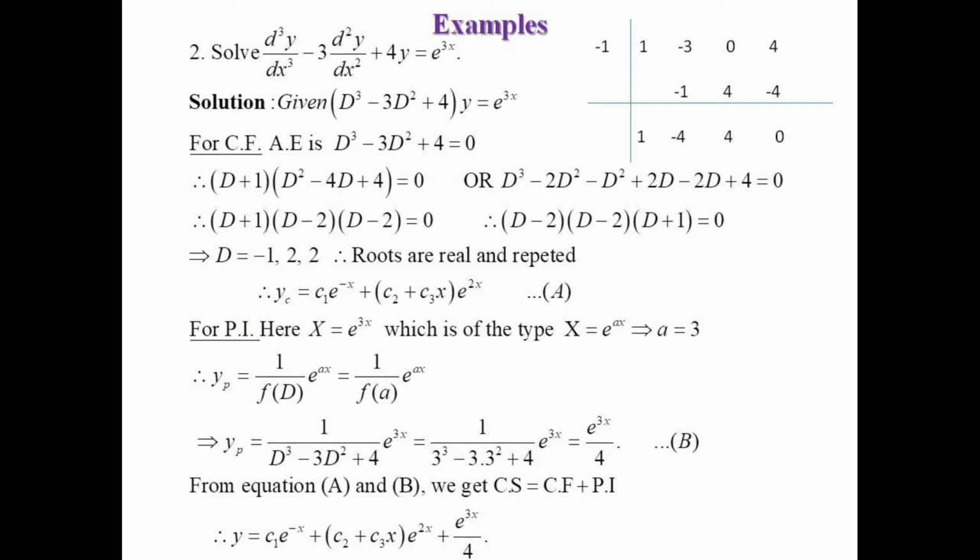So these roots are real and repeated, and according to the standard formula for finding the value of the complementary function, the complementary function is c1 e raised to minus x plus, since the root 2 is repeated twice, (c2 plus c3x) e raised to 2x. So this is equation 1, which is called the complementary function of the equation.